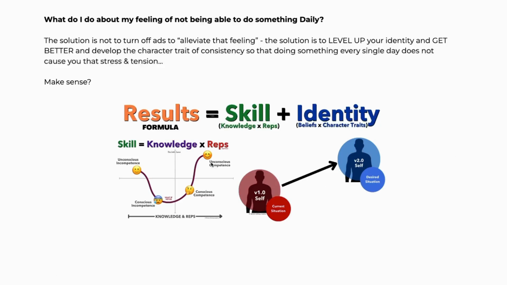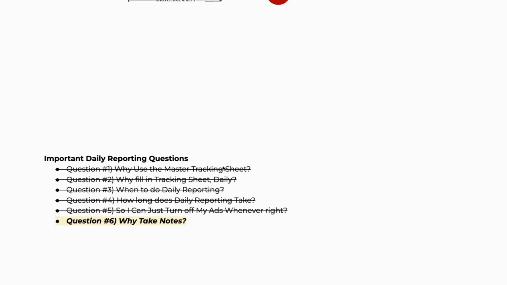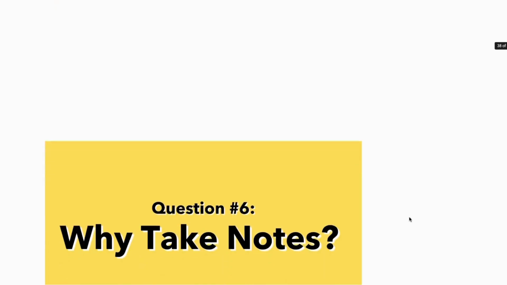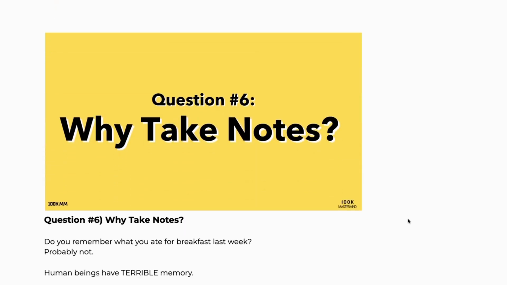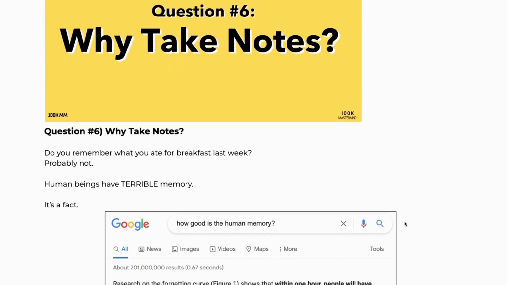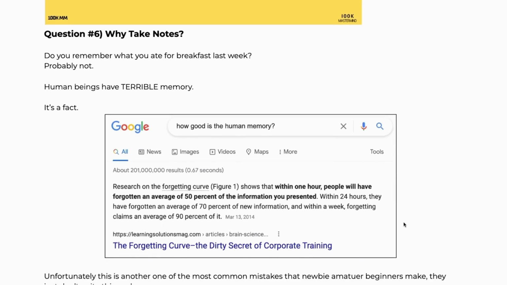And that is the answer to question number 5, which is, hey, can I just turn my ads off whenever I want? Well, hey, you got to understand the risks with that, right? And then question number 6 is why take notes, okay? So why take notes? We've said this before. Do you remember what you ate for breakfast last week? You probably don't. Humans have terrible memories. It has been proven time and time and time again.